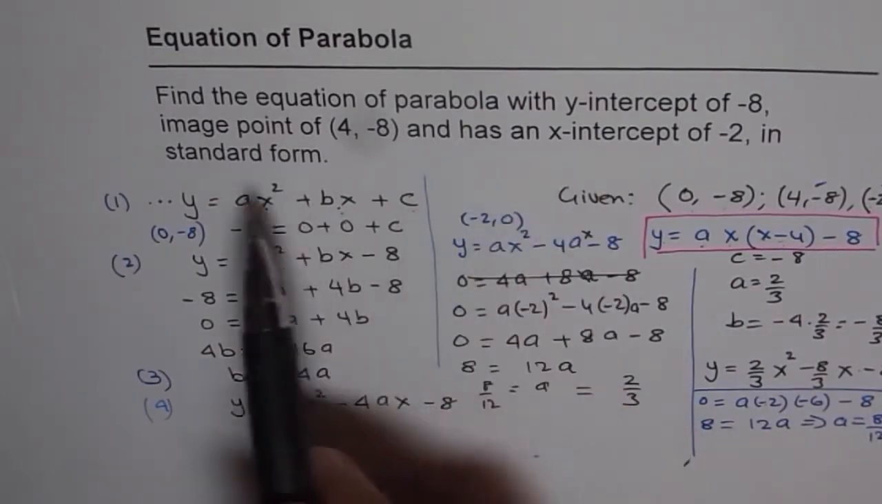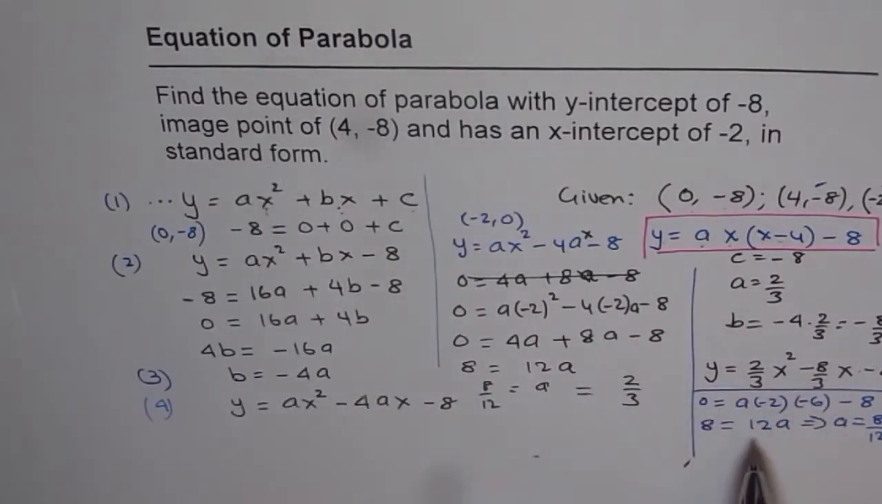Now since the equation was asked in standard form, you need to expand and get it in the standard form and get this result. But the idea here is to tell you that we can get the equation of a parabola in different ways. It really depends on how the points are given to us and how we can use that information to find one equation. So there are 2 ways here.